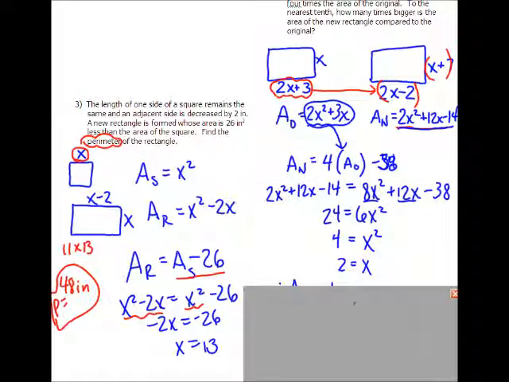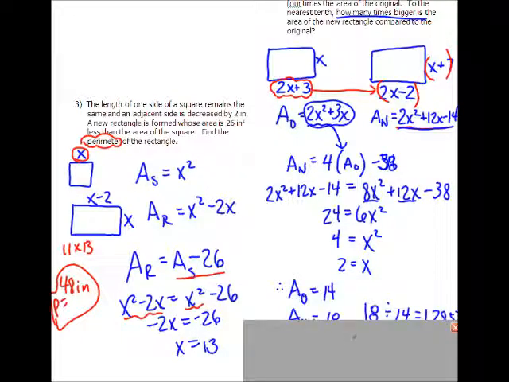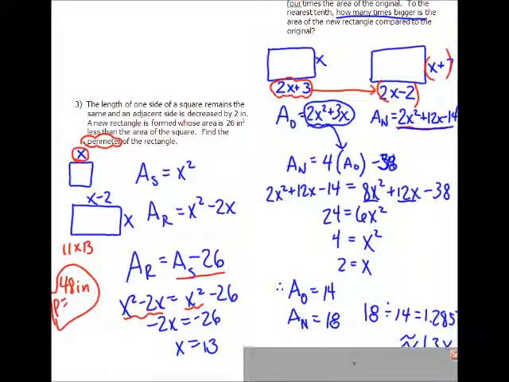But the question asks me, how many times bigger? So I have to find both of the areas. The area of the old, this is therefore, remember, I think I've told you that. The area of the original was 14 units squared. The new was 18 units squared. And 18 divided by 14 is 1.2857, which is approximately 1.3 times.